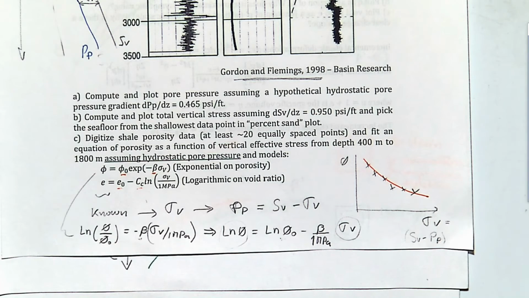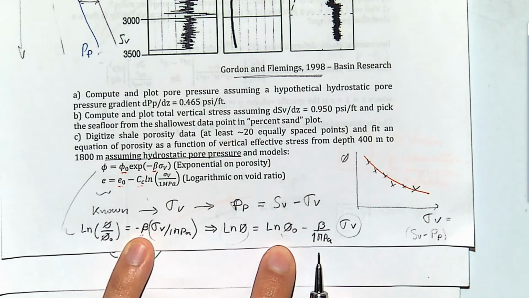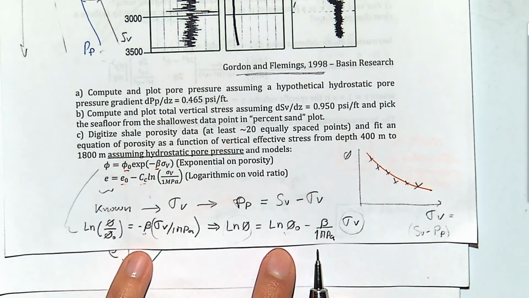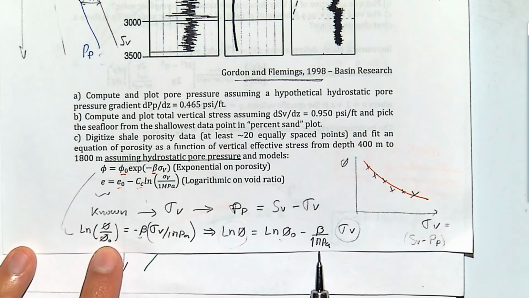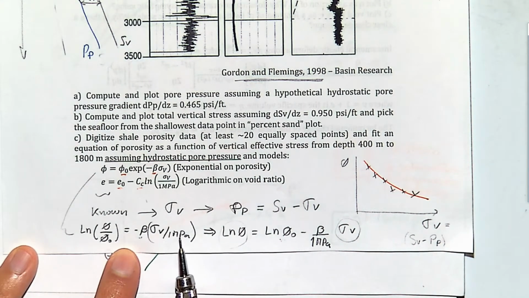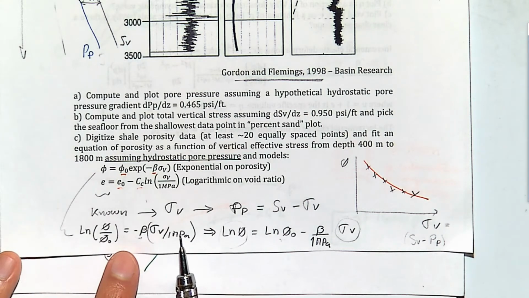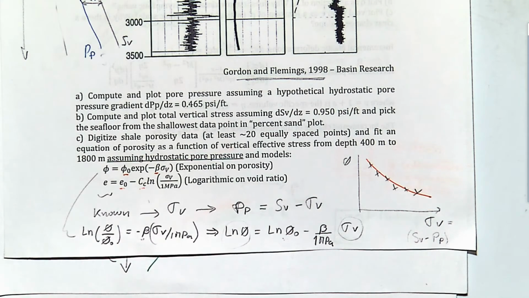Rodrigo, you have a question? What would be the reference porosity? Is this the shallow porosity? In this case, the reference porosity would be the porosity that you get when sigma v is 1 MPa. So it's like the shallow porosity? Not necessarily, no. It's something that you have to calculate; it's an unknown. It's going to come from the curve fitting.